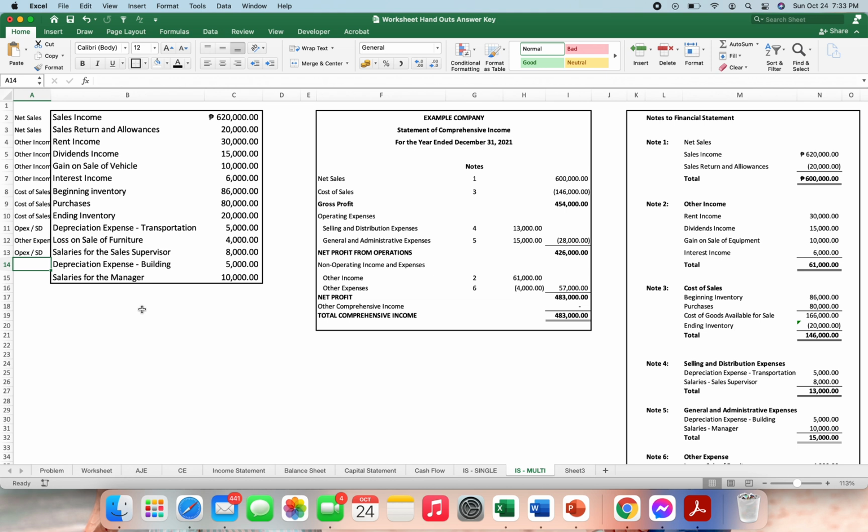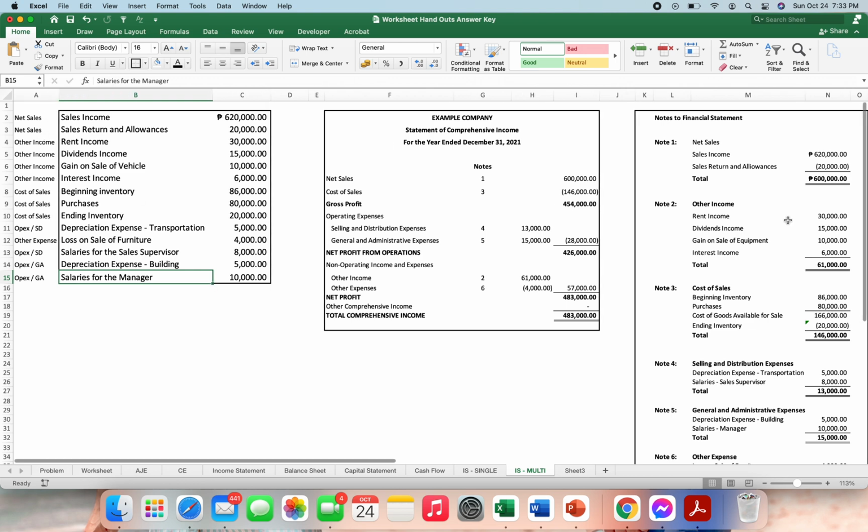Then this one, depreciation expense for the building. It is also part of our operating expense, but this one is general and administrative. Meaning, when it is general and administrative, these are expenses we need to manage and operate the business. Then salaries for the manager, the one managing the business. So it is also OPEX, but general and administrative. Okay? So now, let's present it in the notes to financial statement so we can make the income statement faster.